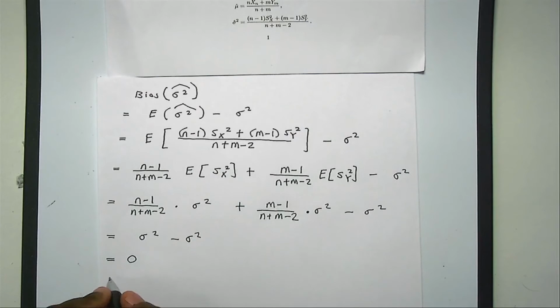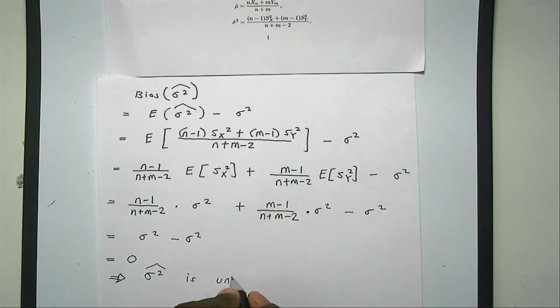So hence, we have shown that this guy here is unbiased. It's an unbiased estimator for sigma squared. Alright, so that completes the first part of question 3.